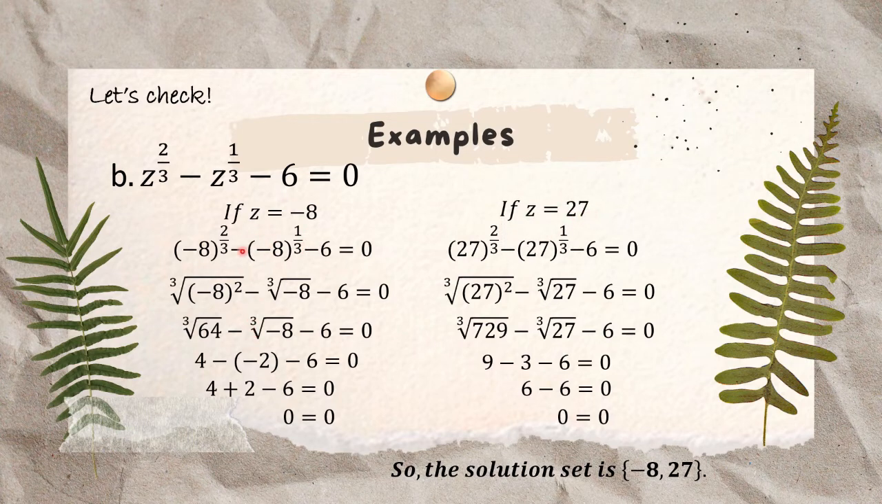So, this is the way we did to check if the values of z are true. If z is equal to negative 8, we have 0 is equal to 0. So, it's true. If z is equal to 27, the right-hand side and the left-hand side are equal. Therefore, the solution set is negative 8, 27. So, those are our solutions.